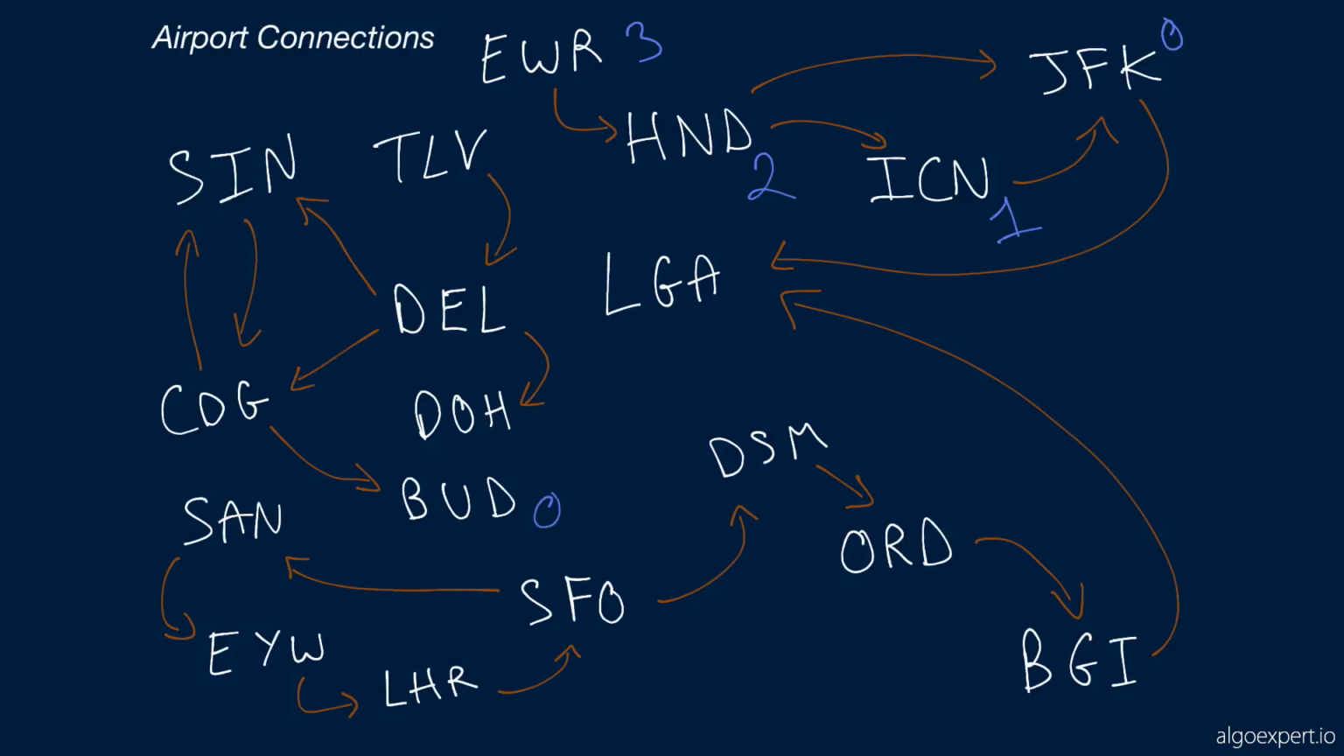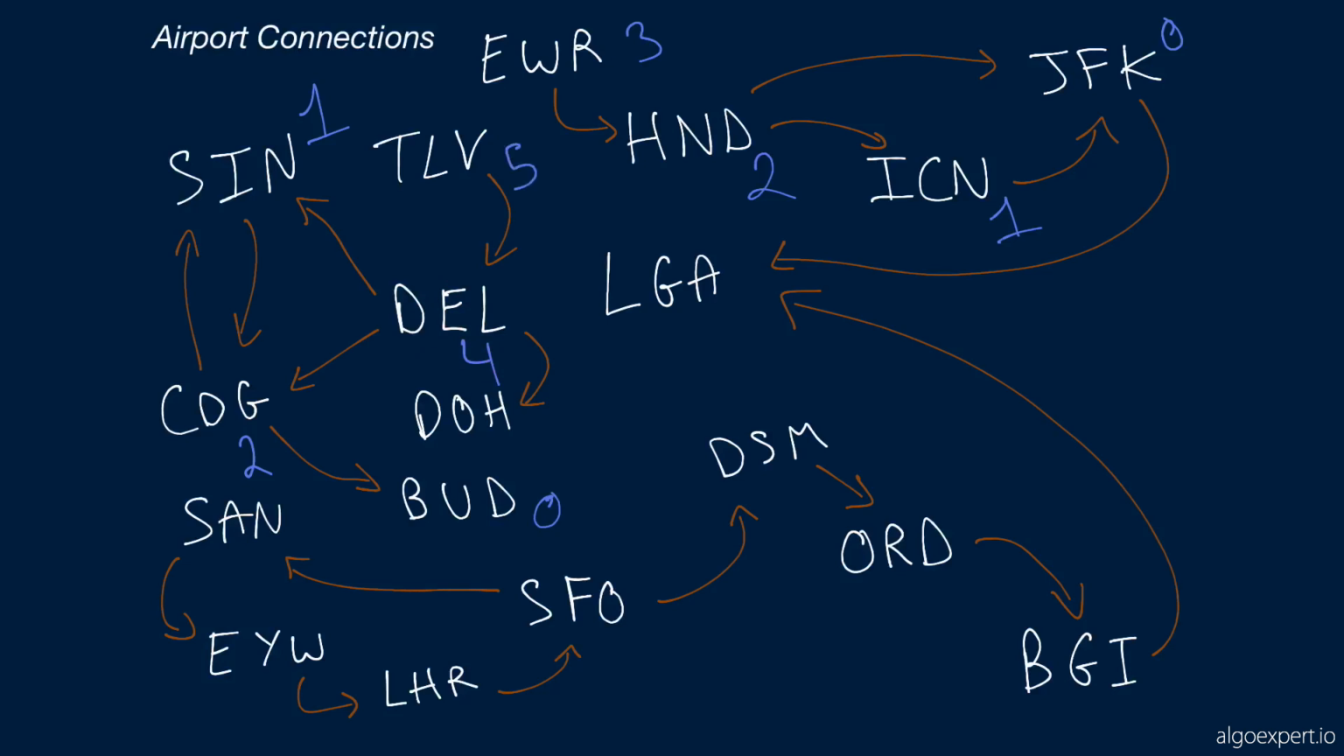BOOD is going to be 0 because it doesn't have any outbound connections or outbound flights. CDG is going to be 1 and 2 because it goes to SIN and it goes to BOOD. So that's going to be 2. SIN is going to be just 1 because it only goes to CDG. DEL is going to be 1, which is DOE. 2 SIN, 3 CDG, 4 BUD. And then Tel Aviv is going to be, we can clearly see, 5, because it's going to be the 4 that DEL gives plus the DEL itself.